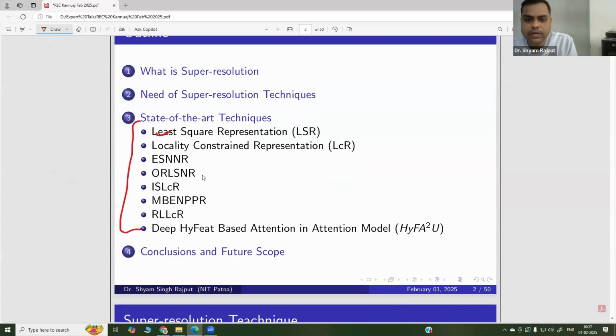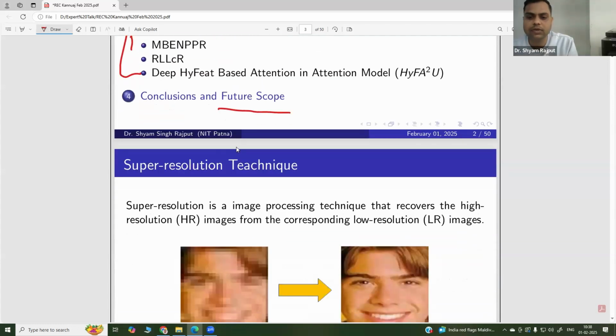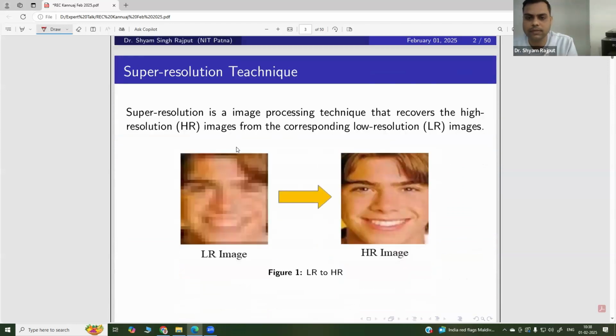We will start from the very basic and fundamental and first state of the art technique which is developed for the super resolution. Then we discuss some state of the art algorithms that are developed by our research group. Finally, we will conclude and we will give some future direction that participants can take away to start working in this domain and to develop new models for solving this problem. So we are going to start with what is super resolution.